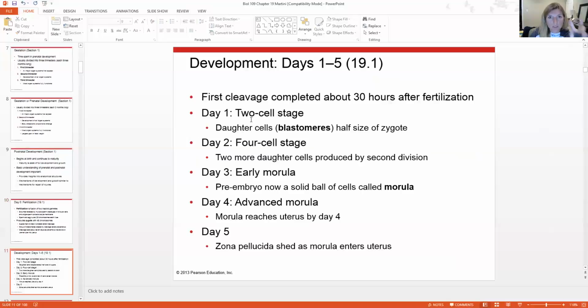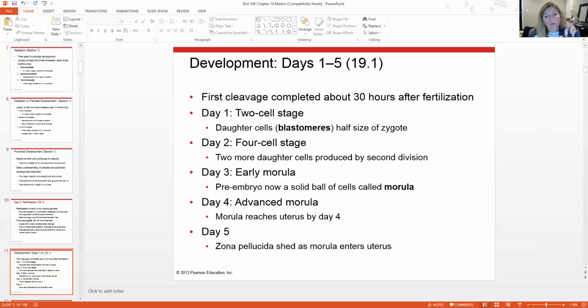So day 1 is a 2-cell stage. This is when the blastomeres, which are daughter cells, are very big, each half the size of the zygote. Then we get a 4-cell stage, 2 more daughter cells. Then we get an early morula, is what it's called. Now it's a solid ball of cells. Then the advanced morula is the ball of cells that reaches the uterus.